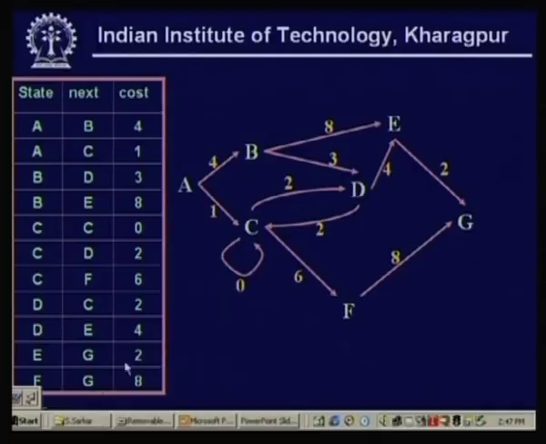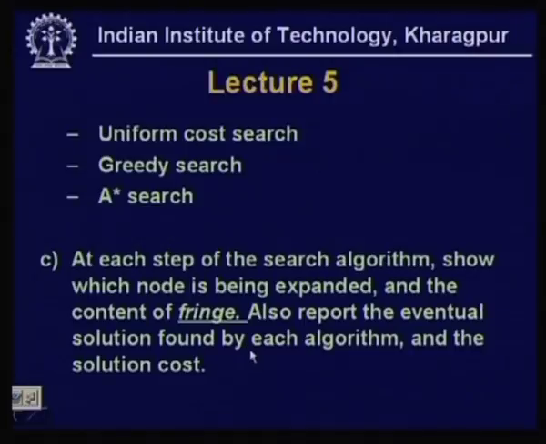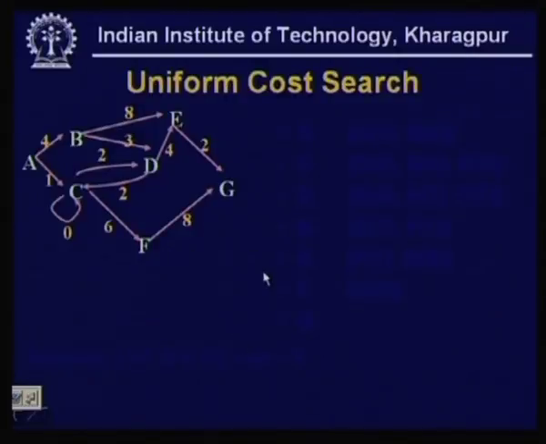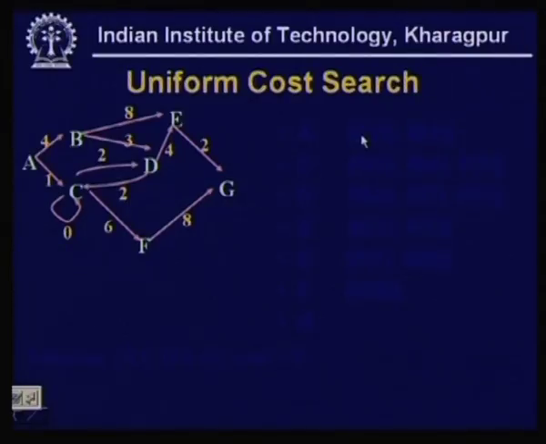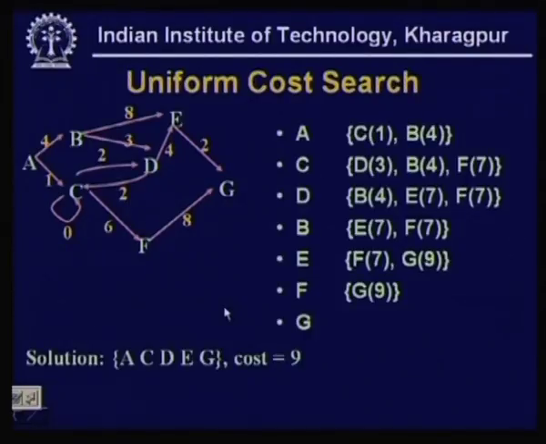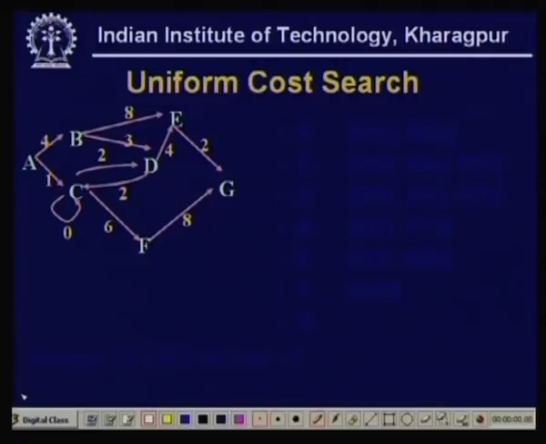Now, let us quickly look at how uniform cost search works on this problem. If you recollect, in uniform cost search we start from the initial state and we expand nodes in the order of their distance from the initial state. So, from the state A, we can reach the nodes C and B.